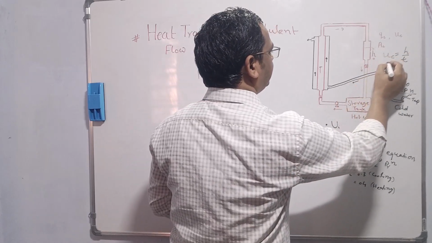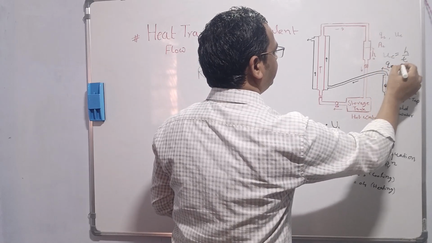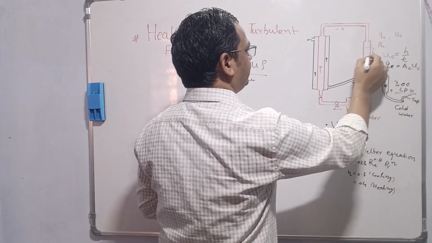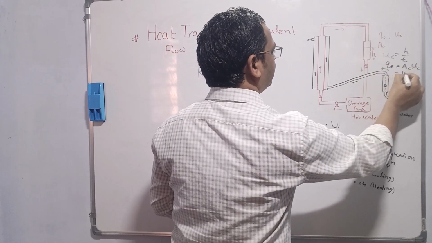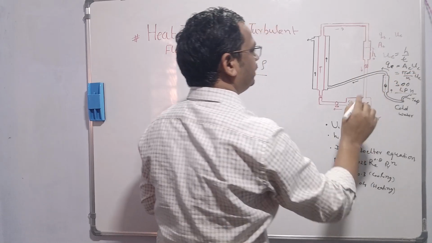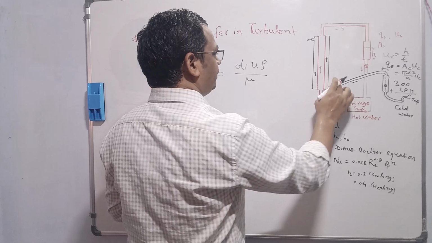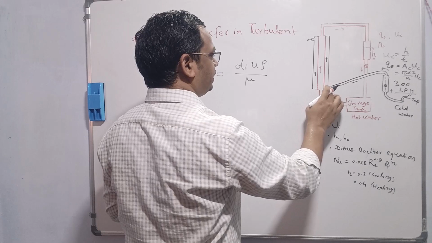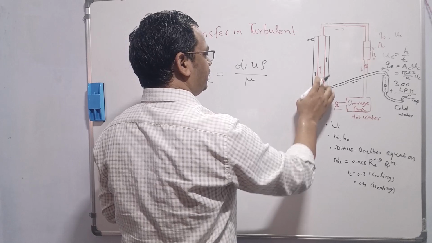And after that, we can find the volumetric flow rate of the hot fluid in the cylinder, qc equals ac into uc. Ac is the cross-sectional area of the cylinder. If the diameter of the cylinder is d, then we can write pi d square by 4 into uc. This is the volumetric flow rate of the hot fluid in the cylinder. There is not much significant difference in the density of the fluid. Therefore, we can equate the volumetric flow rate inside this cylinder and inside this inner pipe.